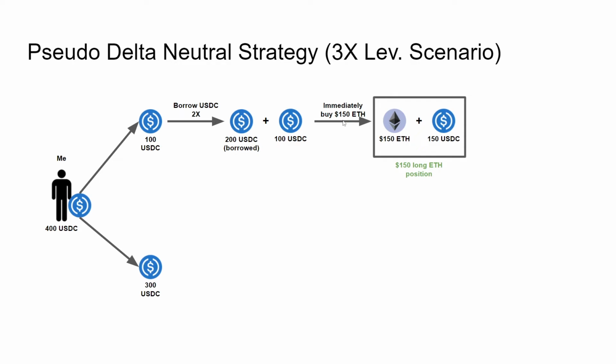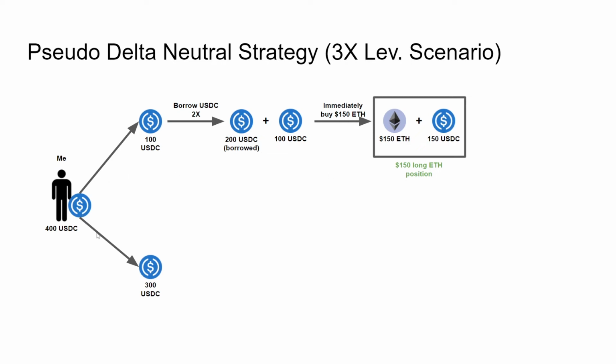Using the borrowed USDC, I buy $150 worth of Ethereum right away. This effectively opens up a leveraged long position on Ethereum because as Ethereum goes up in price, I can sell it, get back the 150 USDC, and pocket the difference. At the very end of this position, I have $150 worth of Ethereum plus 150 USDC. And because I've used 150 USDC to leverage on the Ethereum, my long position is $150 long Ethereum. So that is the value of this long position.